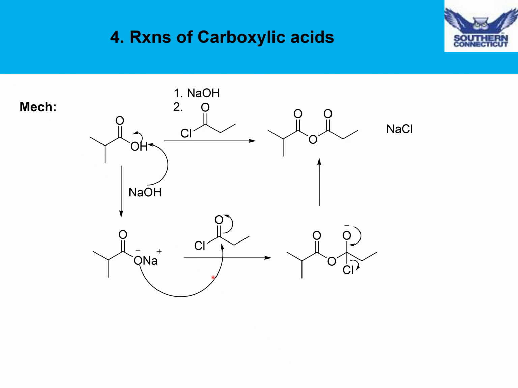That oxygen can attack an acid chloride, break the double bond, and give us a tetrahedral intermediate. The tetrahedral intermediate will reform the carbonyl by eliminating the leaving group, which is the chlorine, and that gives us the anhydride. Now notice this anhydride is unsymmetrical since the alkyl group on the carboxylic acid is different from the acid chloride.